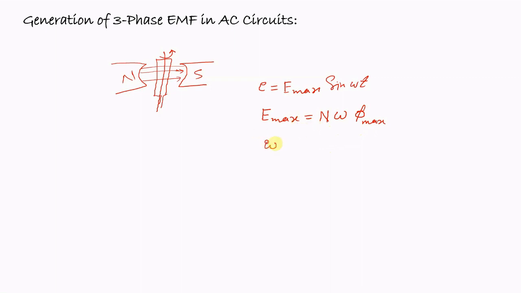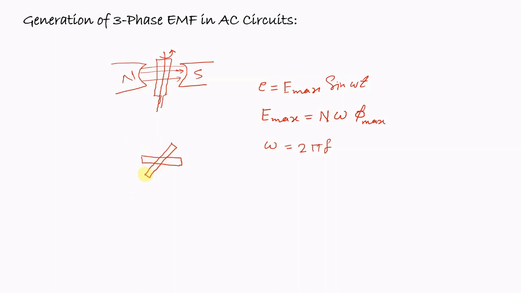And we have already seen that omega is equal to 2 pi f, where f is the frequency. So this is the concept of generation of single phase voltage. One coil is placed within the magnetic field. Therefore, if we want to create three phase EMF, that means we have to use three different coils. So the system is like that.